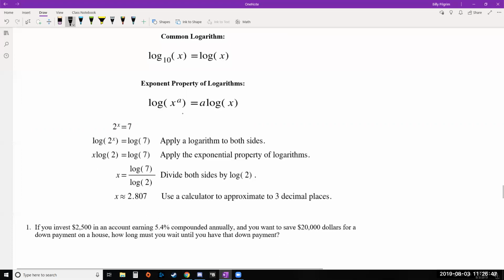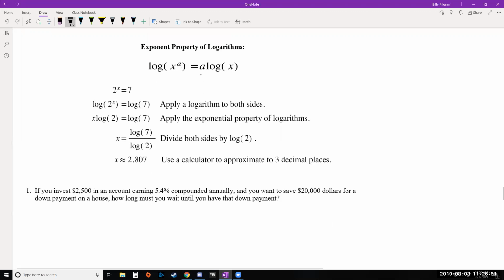And we're going to use one property called the exponent property of logarithms. We're going to apply a logarithm to both sides, and what happens is that when you have a logarithm of a number raised to a power, the logarithm function allows you to take that power, in this case the a, and pop it out in front of the logarithm, and it becomes multiplied by the log. So essentially, it helps us extract exponents from the exponent position.